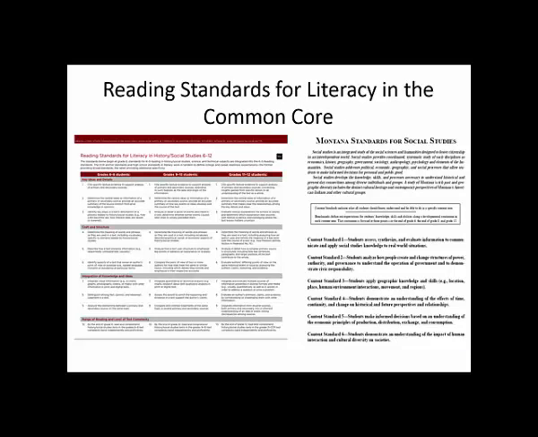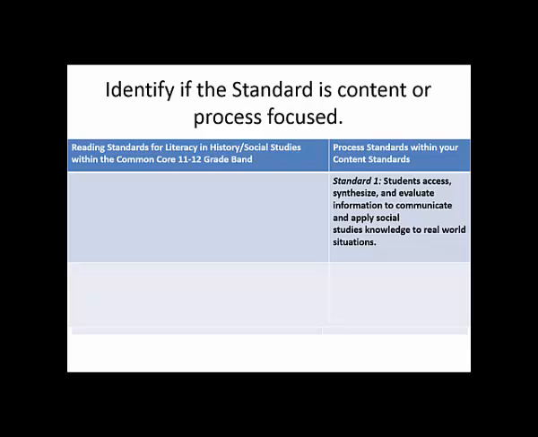Next, I will use the Montana Standards and the Common Core Reading Standards to analyze the content standards and determine which process standards within the content standards are connected or aligned with the reading standards for literacy. Let's take a look at standard number 1. Students access, synthesize, and evaluate information to communicate and apply social studies knowledge to real-world situations. I will take a good look at the reading standards for history to see which standard connects or aligns with this standard.